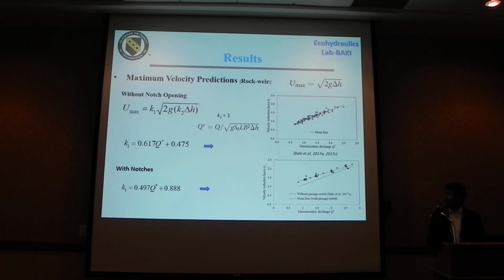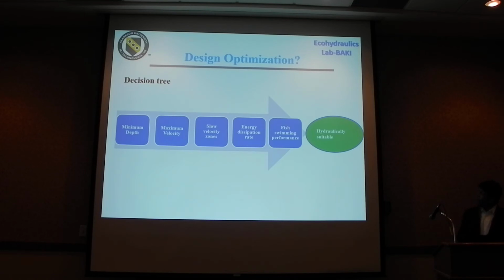Now probably we can optimize our design because, you know, we have more than 200 simulations. Which one is the best? So then we propose a decision tree to optimize our design to get the optimal pool. Here we actually use the minimum depth requirement, the maximum velocity limitation or threshold, and then we also use the slow velocity zones. We set a criterion that at least 30% of the area in a pool should have slow velocity, less than 0.4 meter per second, something like that.